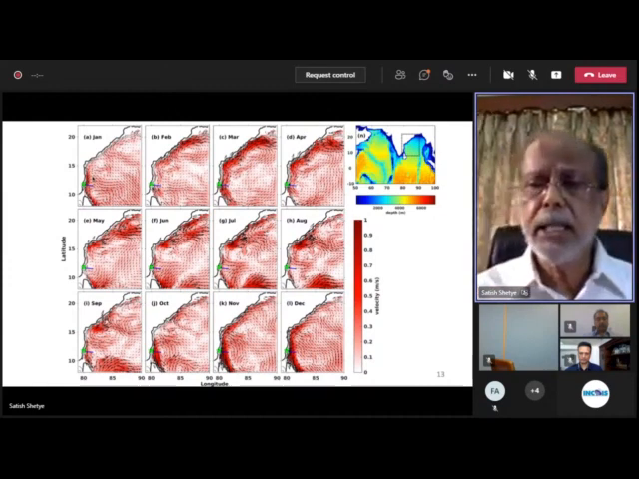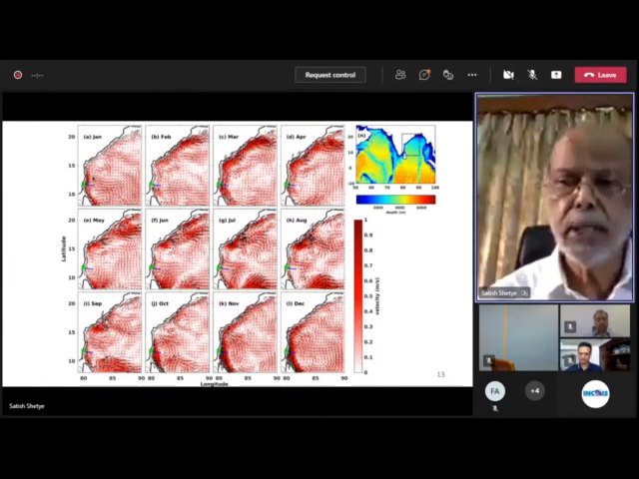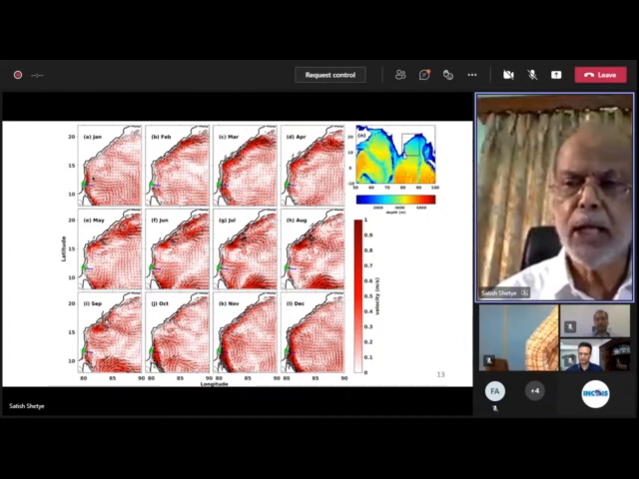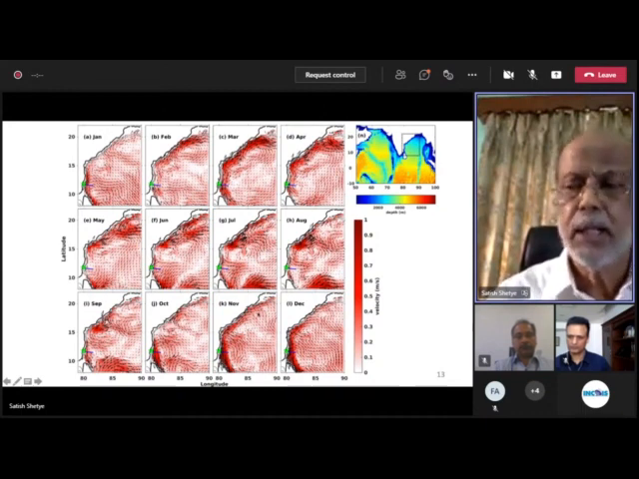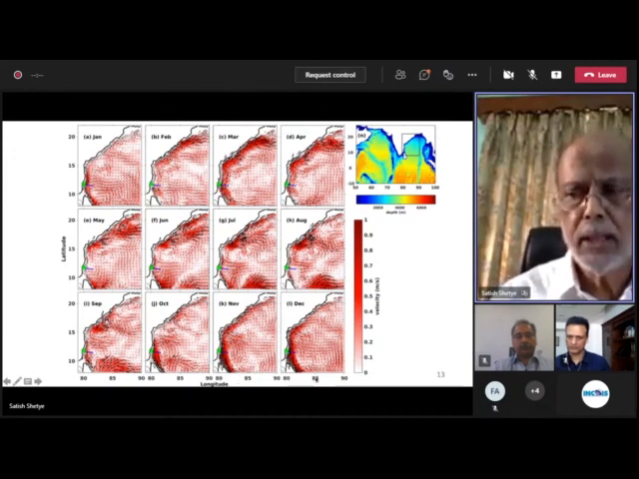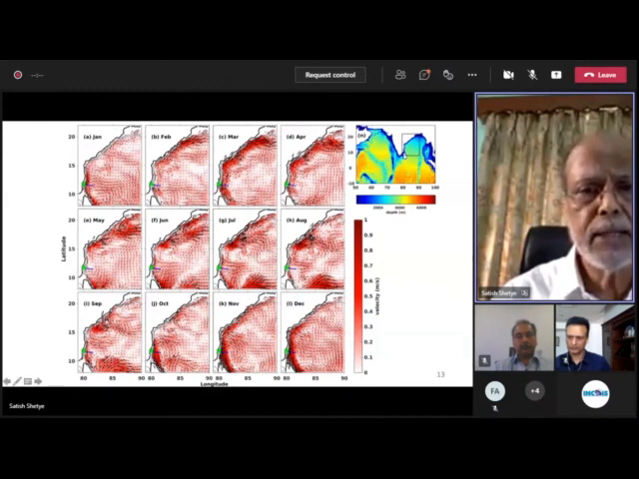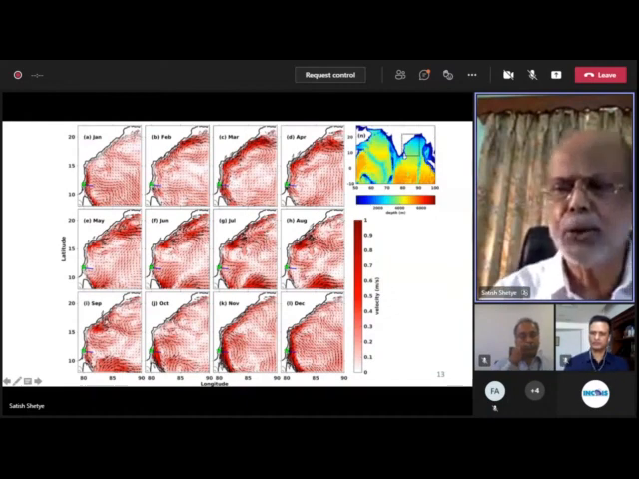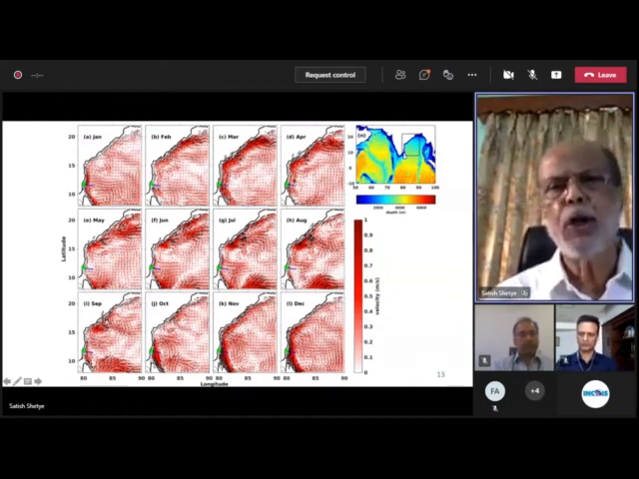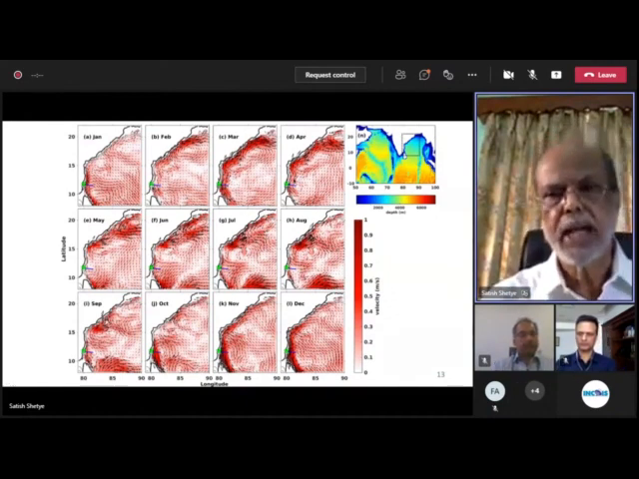This current is strongest and southward from approximately August to January. There is a strong southward signal that you can see during this time. It is northward and quite strong during March and April. That is what you see here. And it's somewhat weak during May to July. So that is the overall large scale feature that I talked about earlier.